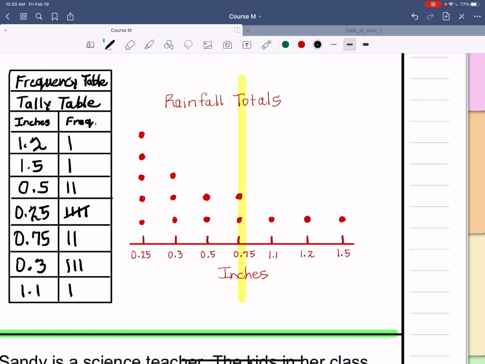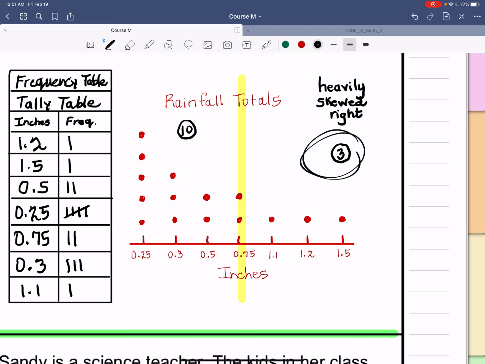Okay, to the right side of that yellow line, the weight is 3. That's a frequency of 3. To the left side, you have 5, 6, 7, 8, 9, 10 dots over here. So this one is heavily skewed. There's a big difference between the dots on the left and the dots on the right. It is heavily skewed right because it's lighter on that right side. It's over here that it's lighter.